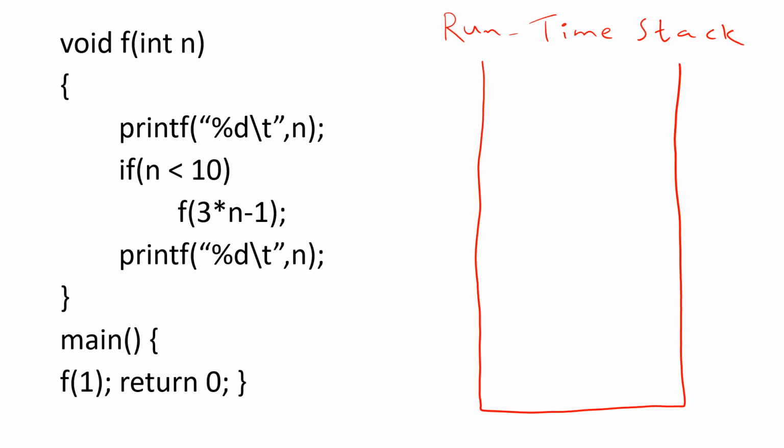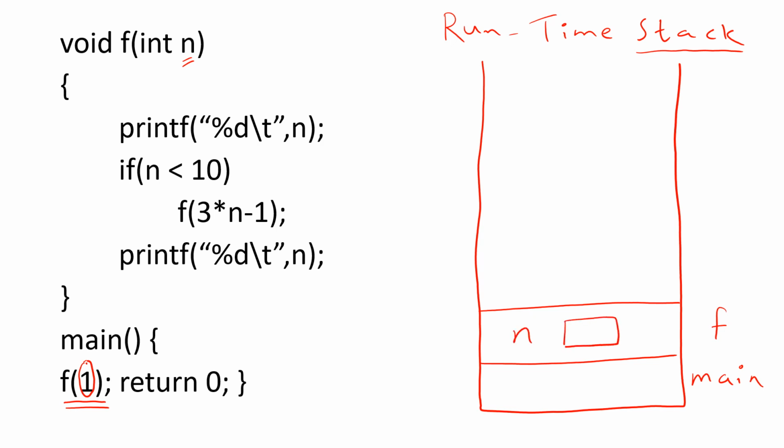So we have a runtime stack. You know, stack is a last in first out structure. The very first function which we have called is main. Then main gives a call to this function f. So function f is called for the first time. What we have passed is 1 as an argument to it. So that will be copied into n, and n will be part of that stack frame for function f.